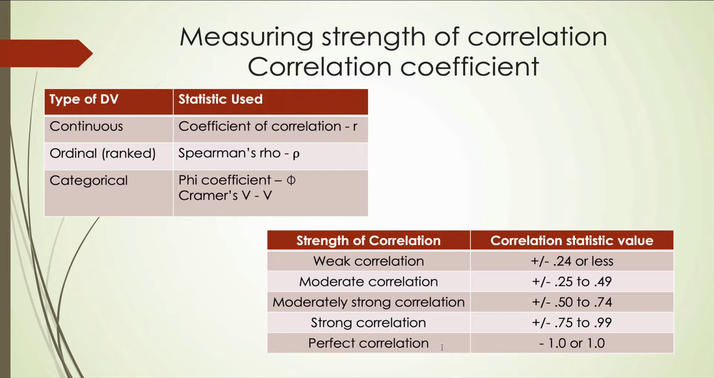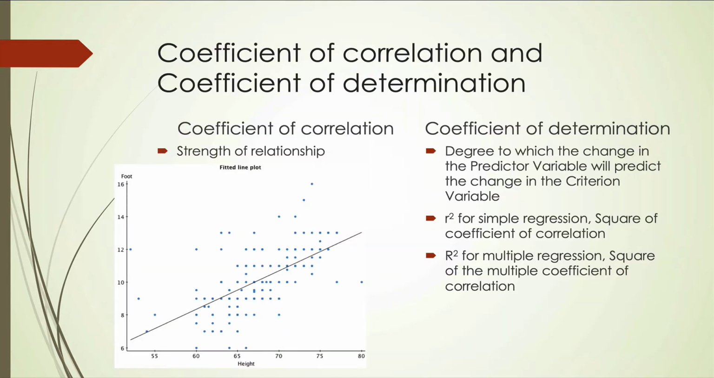And again, in studies that's not going to happen unless you are truly measuring the same thing. So anyway, that's how we measure the strength of the correlation, and that is done by looking at the correlation coefficient. So again, if we take a look at this example, the shoe size or foot size and height, the coefficient of correlation tells us the strength of the relationship. It tells us, somewhere between 1 and -1, whether the relationship is positive or negative, and then how strong it is.